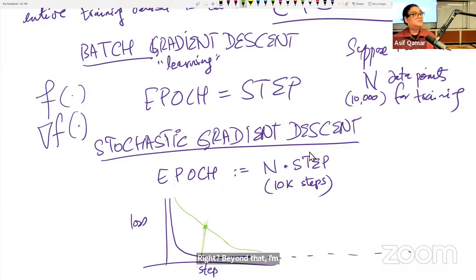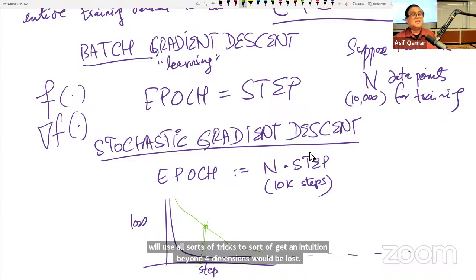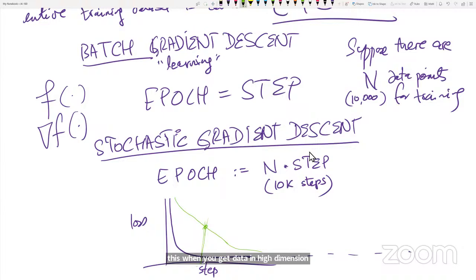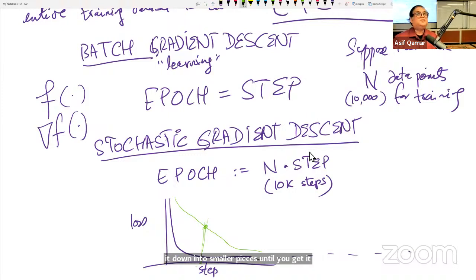So I did a lot of theoretical physics, and much of it, we realized that the world is in 4 dimensions, but we will use all sorts of tricks to sort of get an intuition. Beyond 4 dimensions, we would be lost. So we would just use mathematics and then talk to each other and say, as is obvious in 11 dimension. It wasn't, of course, obvious, but the math was obvious, right? So, but what can you do? What's the solution to this when you get data in high dimension? You got to break it down into smaller pieces until you gain an understanding of some level. Yes. So what you do is project it down in the most meaningful way down to a dimension that we can grasp, 1, 2, and 3.